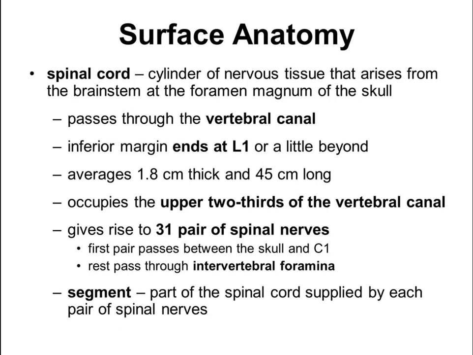The first pair passes between the skull and C1, which is your cervical one, and the rest pass through the intervertebral foramina, which are little spaces within each of your vertebrae. Segment refers to the part of the spinal cord supplied by each pair of spinal nerves. So you have different segments.